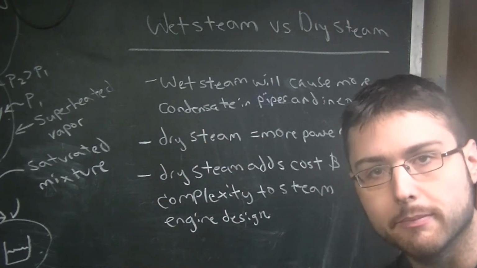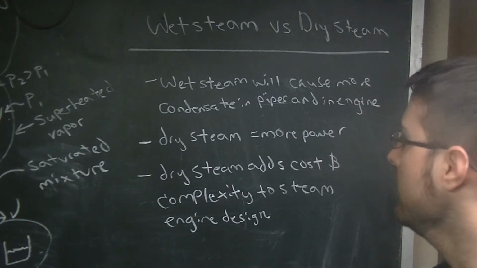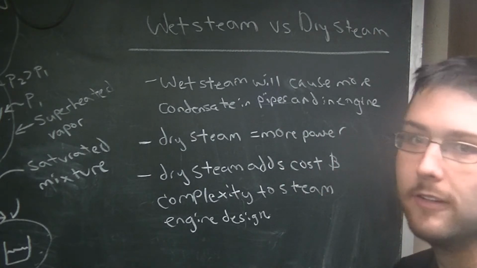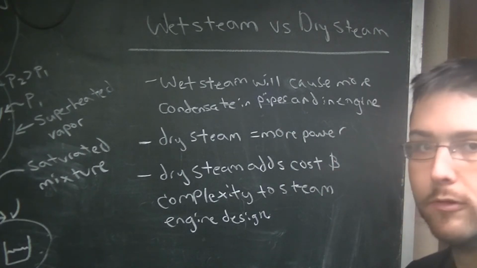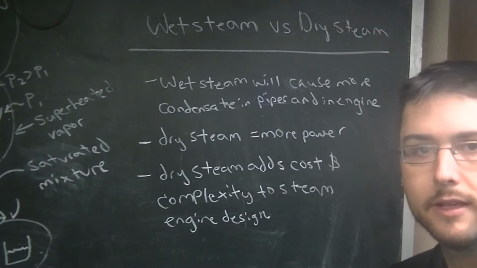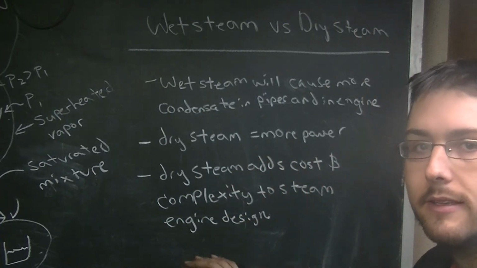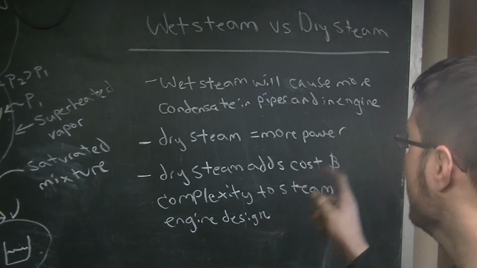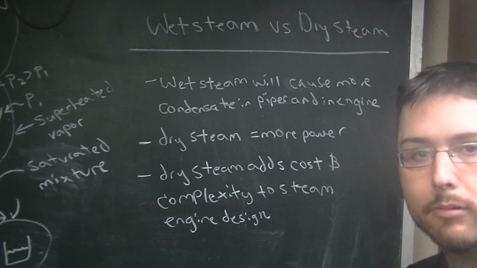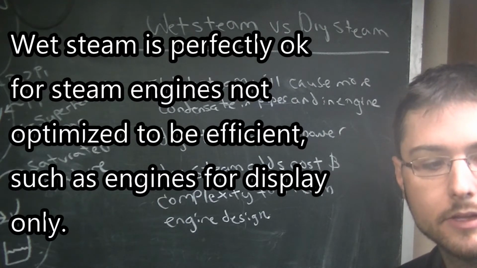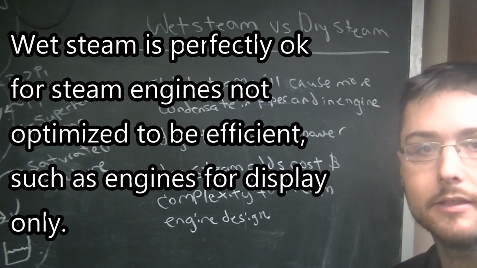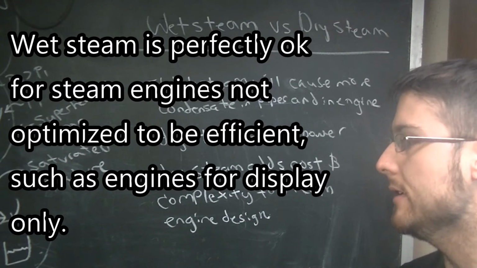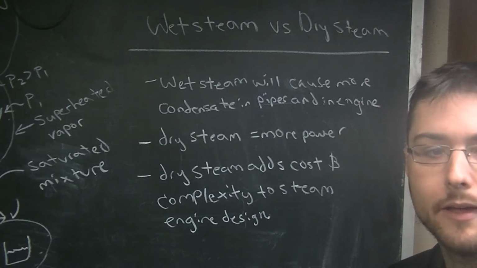Even after it does work on the piston, if it's hot enough, it still won't condense. And you just get more power to the engine. At the end of the day, you get more power, and it's more efficient. Now, the downside of using dry steam is it adds cost and complexity to the steam engine design. You have to have a superheater in place in the boiler, and you need to use piston valves, as we discussed in my last Chalk Talk video. You need to use piston valves instead of slide valves.